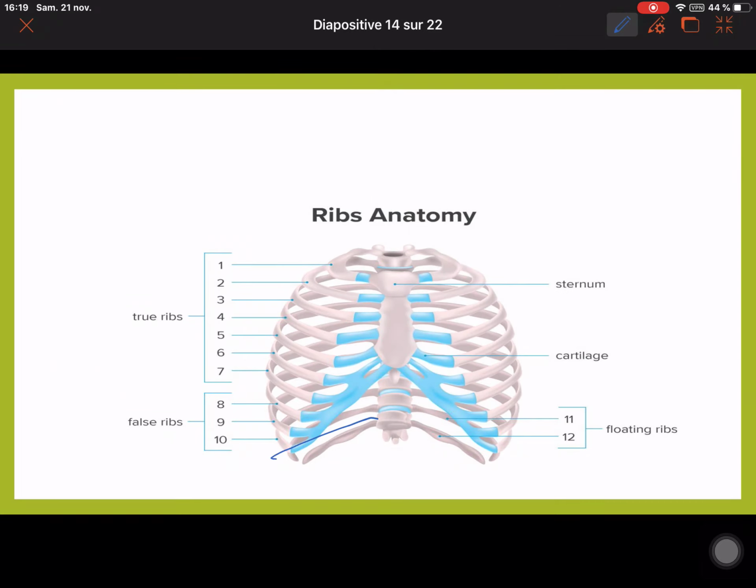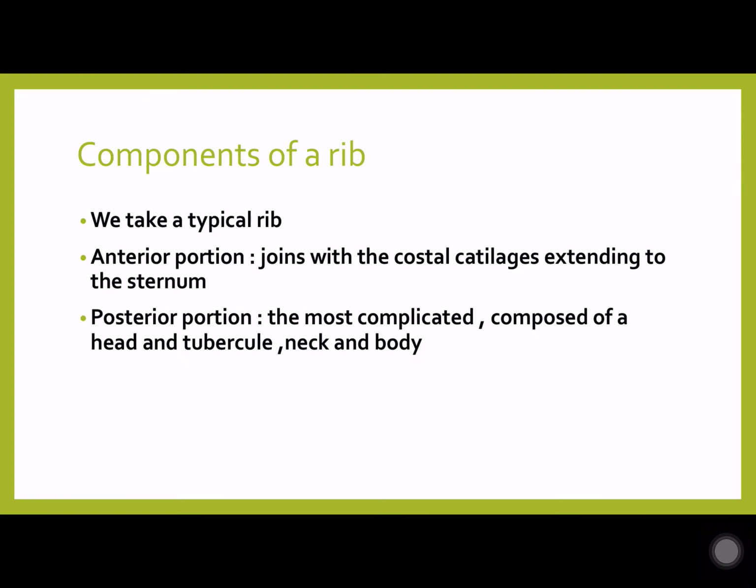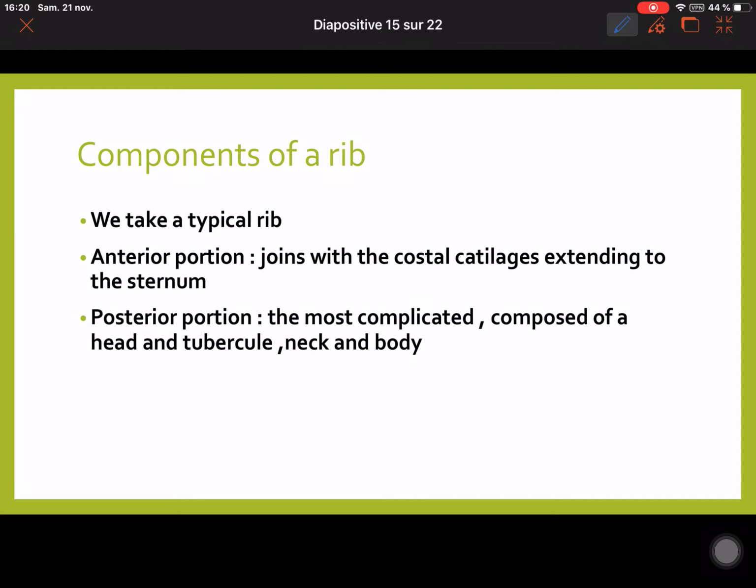The floating ribs, this is the 11th and the 12th. The 11th and 12th are called floating or free ribs that attach to the abdominal wall and the vertebra. Okay, they don't have costal cartilages. Now let's see the components of a rib.